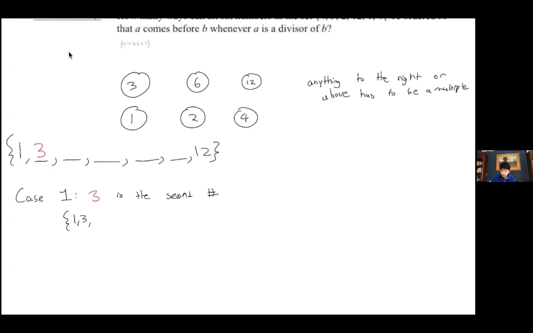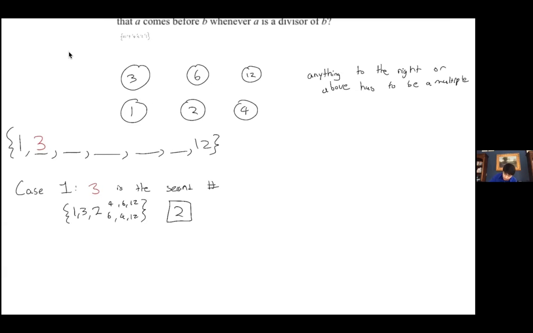And so 2 divides all of those numbers, so 2 must be the next one. And then for the remaining ones, we can either put 4 or 6, and then we finish by putting the other one and then 12. So this gives us a total of 2 solutions.